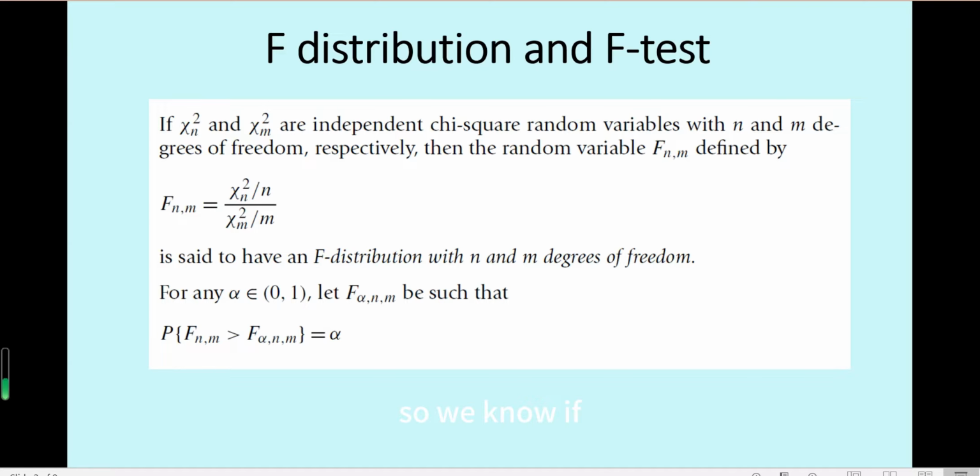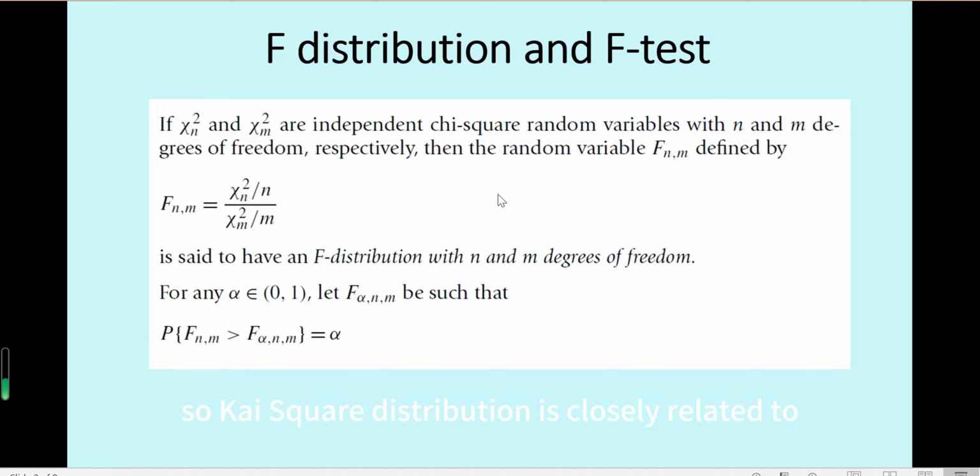So we know if two independent random variables each follow a chi-square distribution with n and m degrees of freedom, then the ratio of these two variables divided by their degrees of freedom, this division called F(n,m), is said to have an F distribution with n and m degrees of freedom. So F distribution is closely related to chi-square distribution.